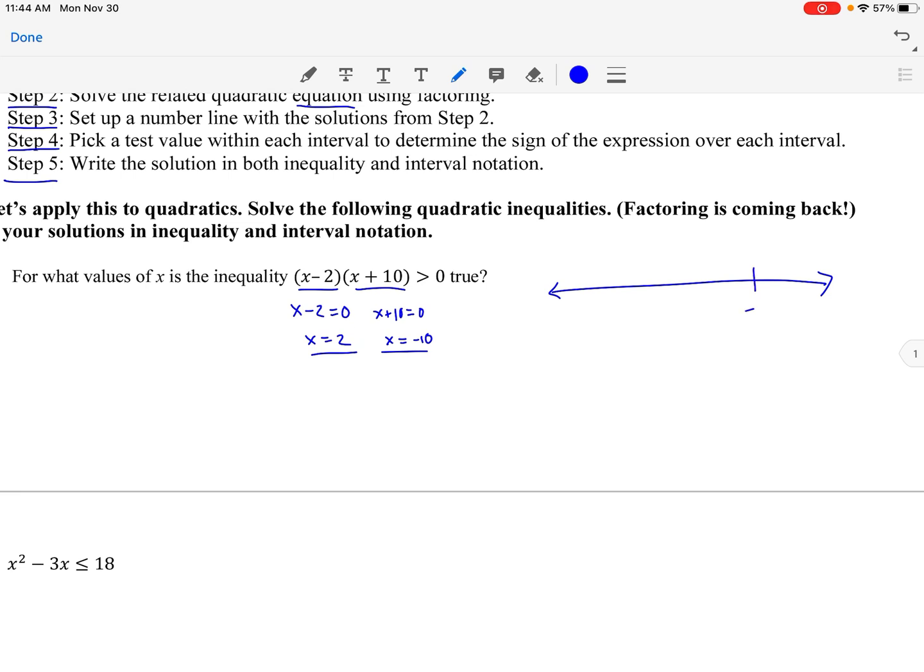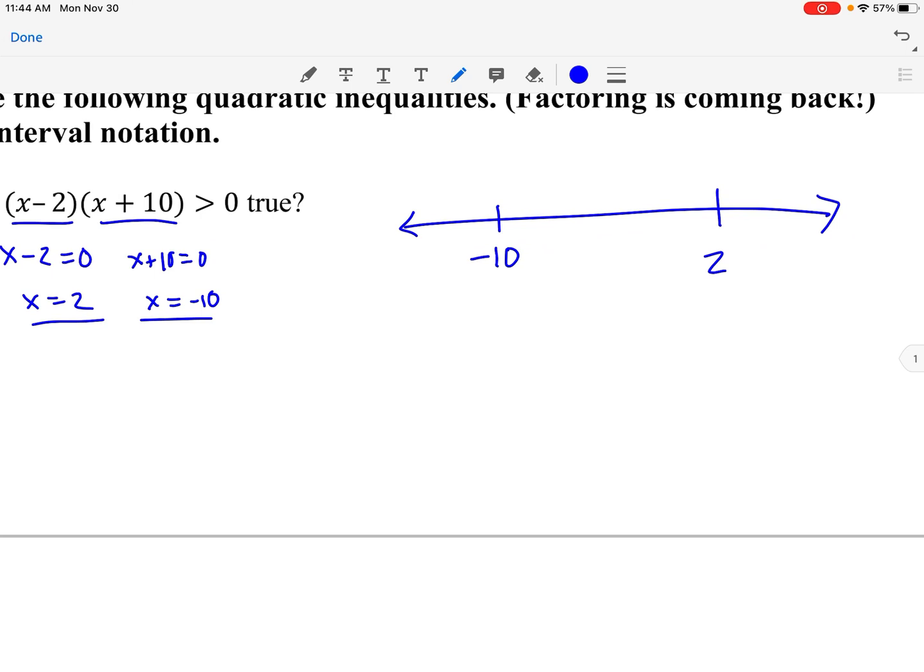So it doesn't matter how far apart they are, but 2 and -10 are our two numbers, because that's where our inequality equals 0. But now we're looking for where it is greater than 0. So step 4, we're going to pick a test value within each interval to determine the sign of the expression over each interval. This is what I mean by that.